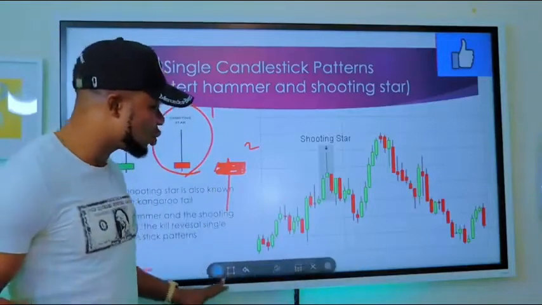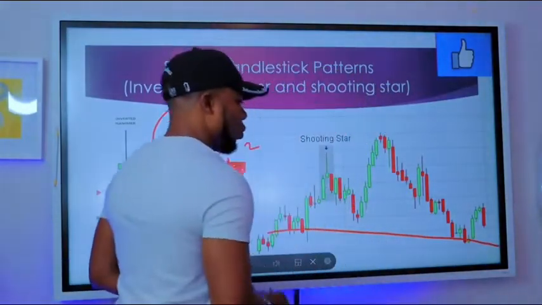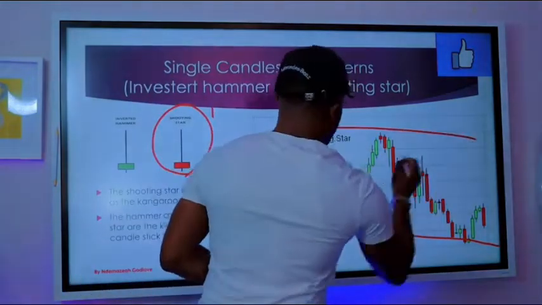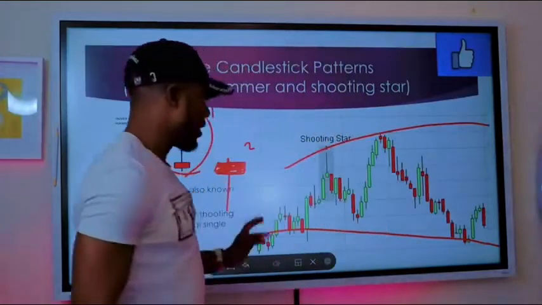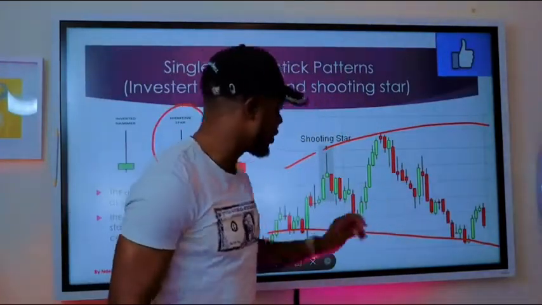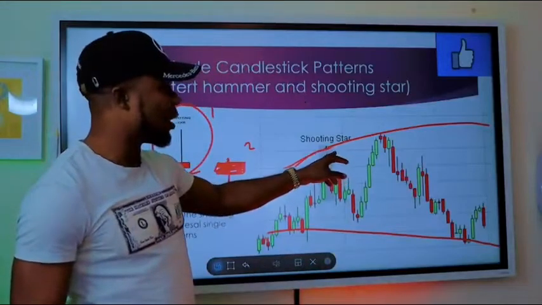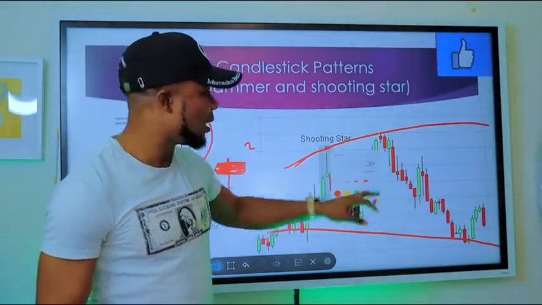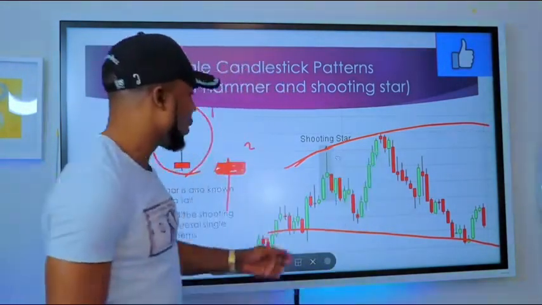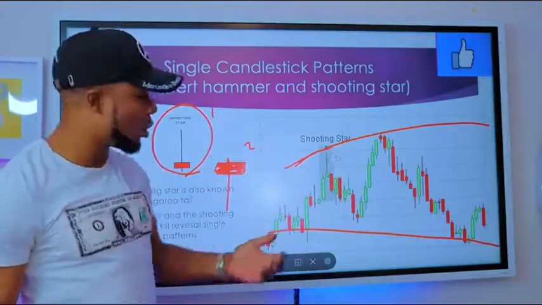And the structure, let's use support and resistance as a structure. Let's just assume here we have our support and here we have our resistance. The market is bouncing here, bouncing here, bouncing here. When the market came back at a particular resistance, we were looking for a sell signal. And the signal we were looking for, we had this particular one. This particular one is called a shooting star.